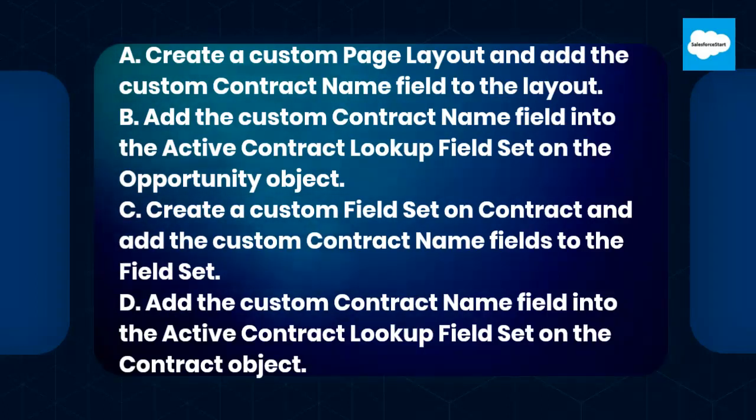A. Create a custom page layout and add the custom contract name field to the layout. B. Add the custom contract name field into the active contract lookup field set on the opportunity object. C. Create a custom field set on contract and add the custom contract name fields to the field set. D. Add the custom contract name field into the active contract lookup field set on the contract object.